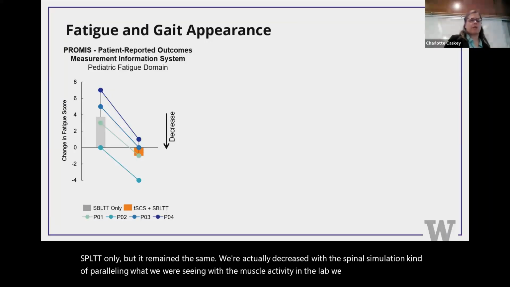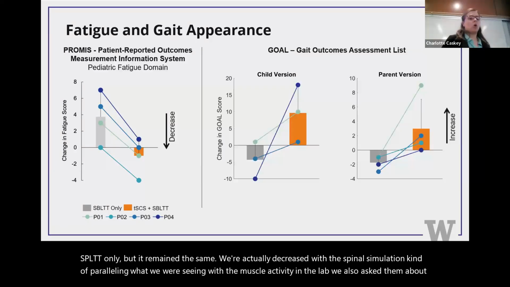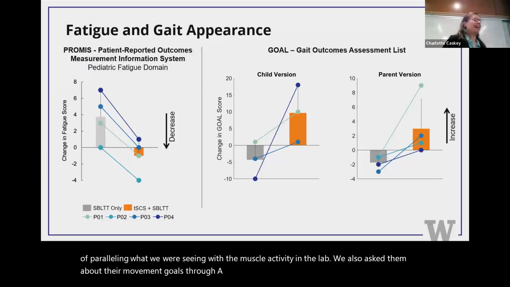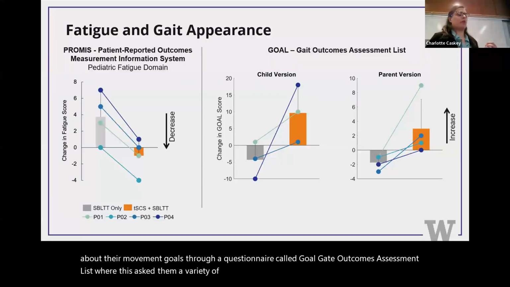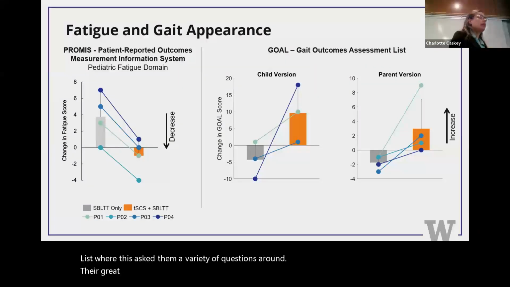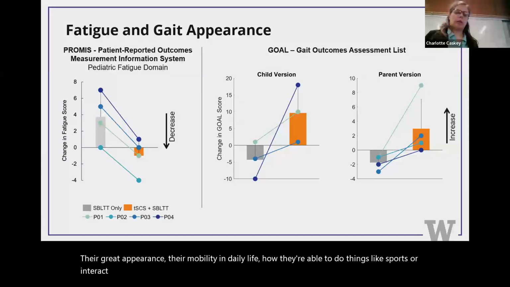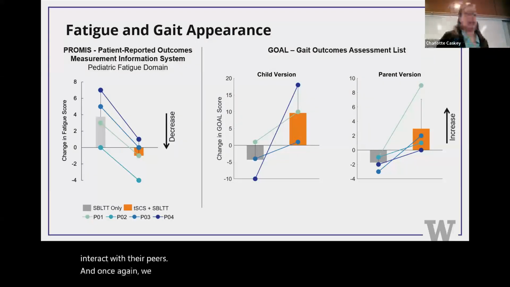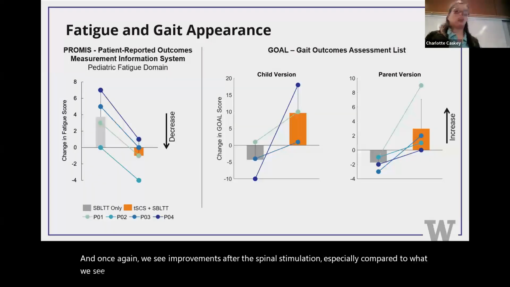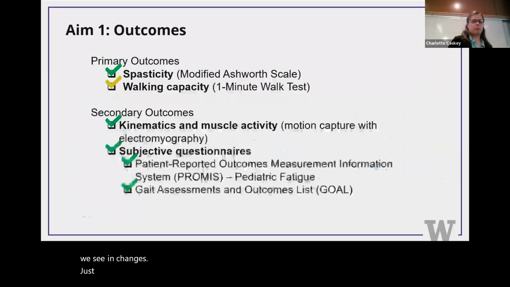We also asked them about their movement goals through a questionnaire called GOAL, Gait Outcomes Assessment List, where this asked them a variety of questions around their gait appearance, their mobility in daily life, how they're able to do things like sports or interact with their peers. And once again, we see improvements after the spinal stimulation, especially compared to what we see in changes with just the SPLTT on its own.